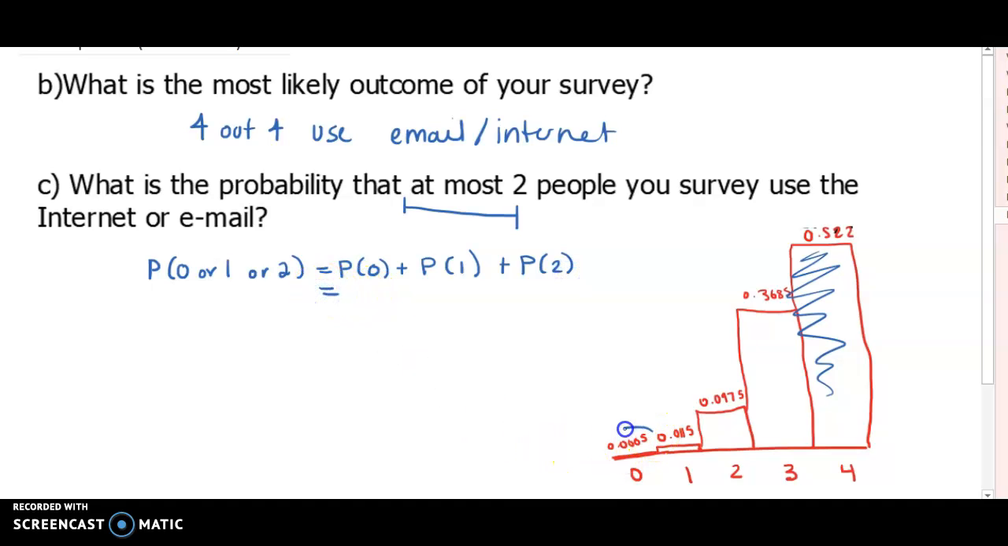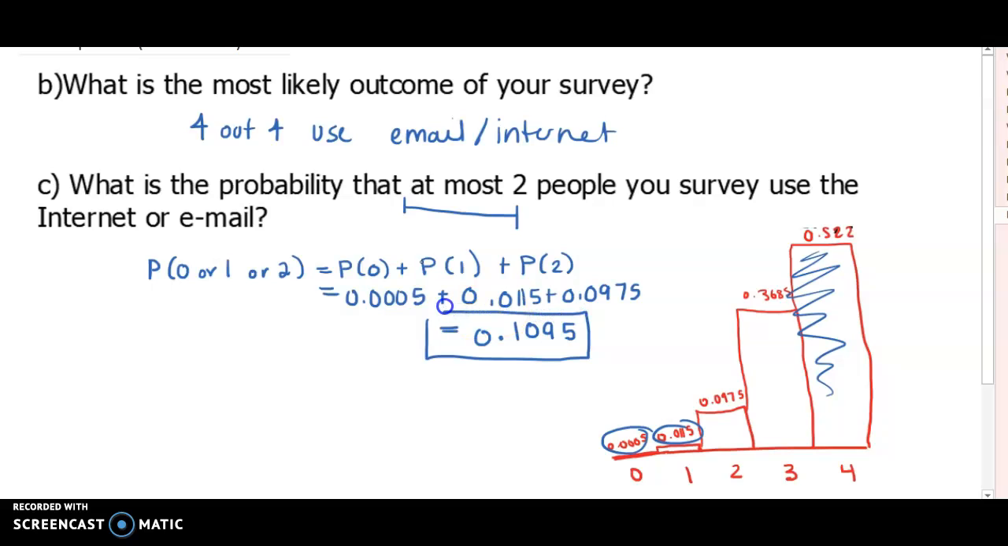Probability of 0 is very small. 0.0005 plus 0.0115 plus 0.0975. And if we add all that up, we'd get 0.1095, or about 11%. Okay, so know the formula, use it, plug it into your calculator, the rest is easy.